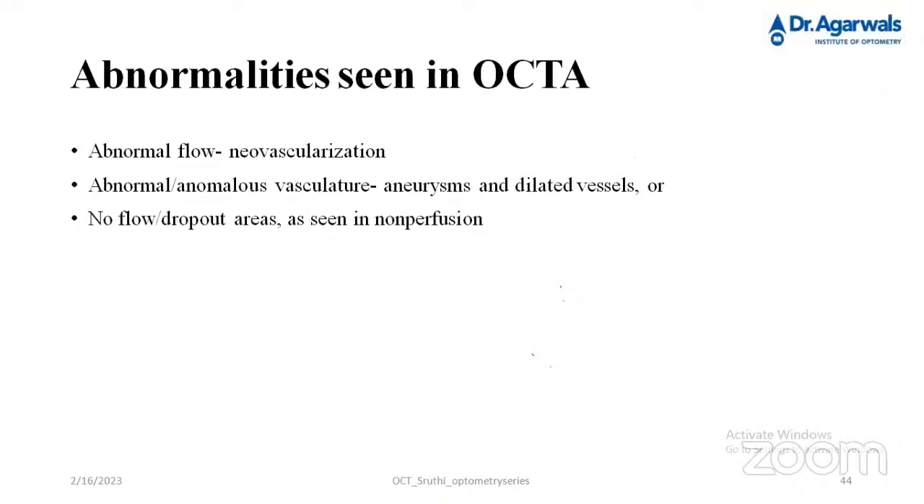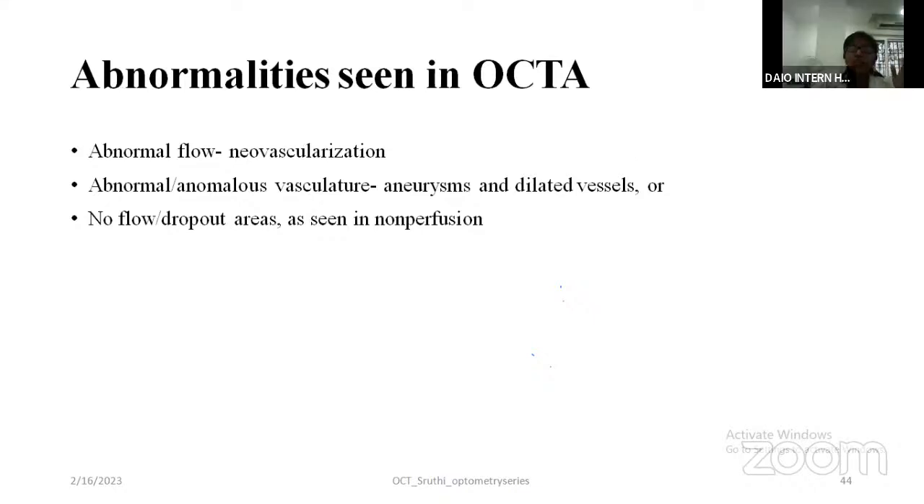Continue, Sruthi. Abnormality seen in OCTA. Abnormal flow denotes neovascularization. Abnormal or anomalous vasculature denotes aneurysm or dilated vessels. No flow or dropout areas are seen in non-perfusion.